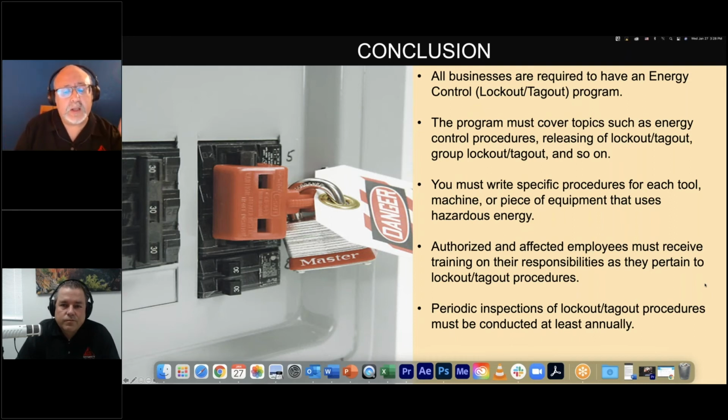Also, you have to make sure that authorized and affected employees receive training, and they need to know their responsibilities as to how this whole lockout-tagout program works and how they work within the system. And remember, periodic inspections go a long way, and they have to be done by a person that is competent, knowledgeable, and understands the system, and is really making sure that everything is correct and everybody's protected. So the lockout-tagout program means nothing if you do not put these things in effect.